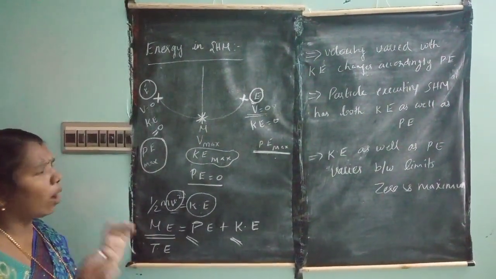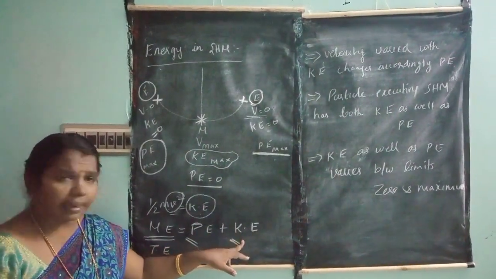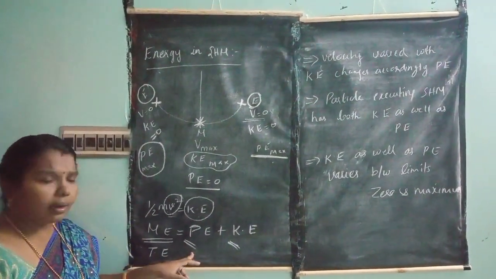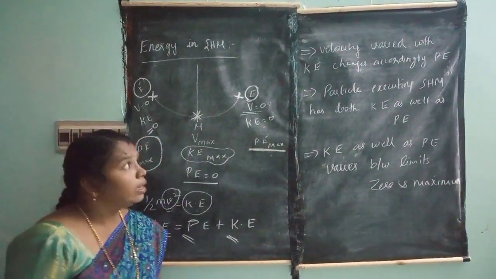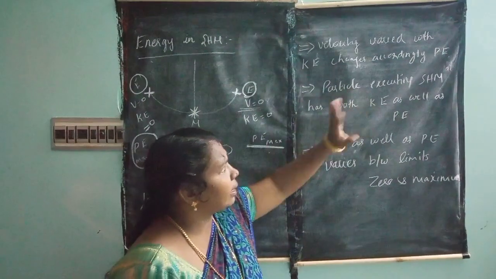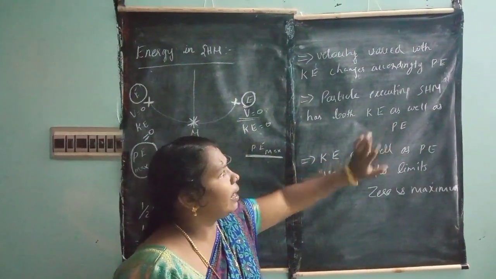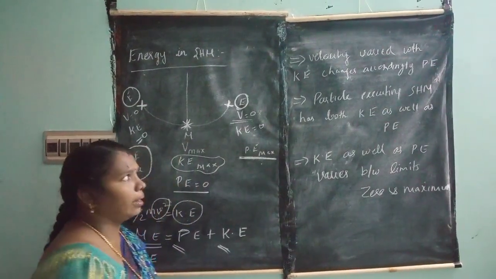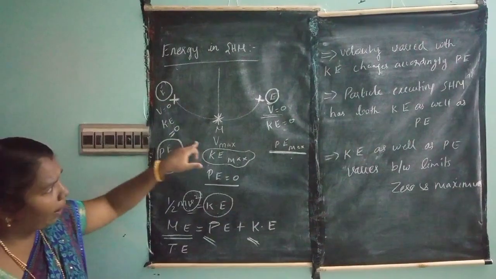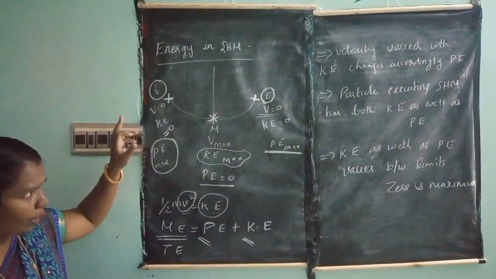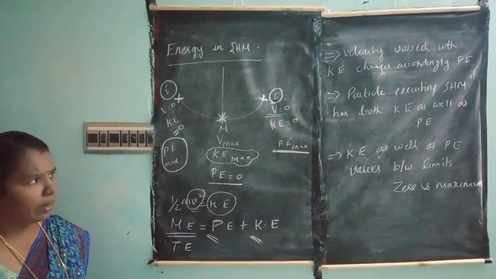Next, what we have to do: find the potential energy formula, find the kinetic energy formula, then add them and find the total energy of the simple harmonic motion. The particle executing simple harmonic motion has both kinetic energy as well as potential energy.